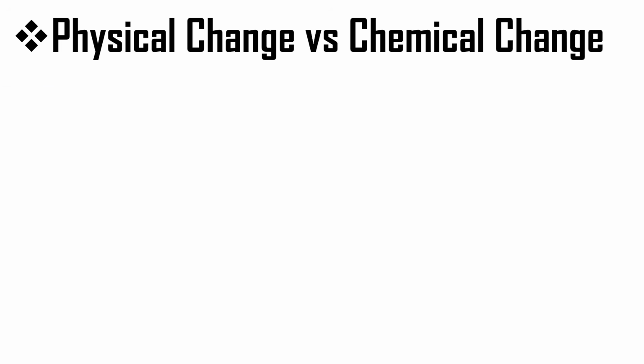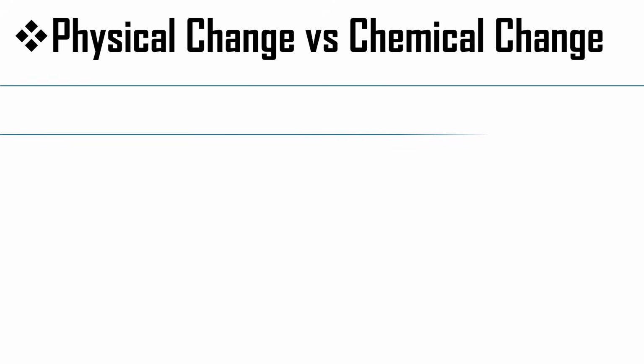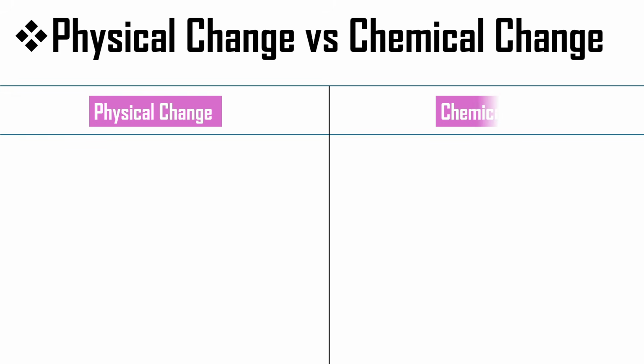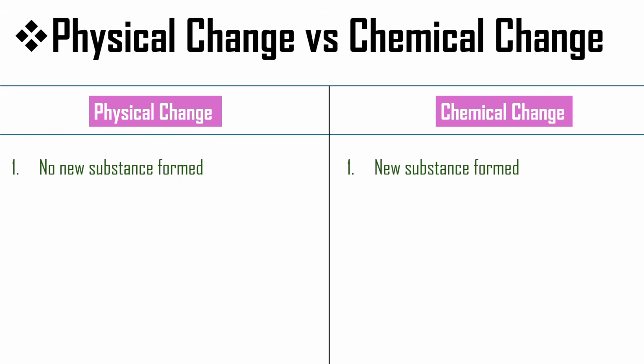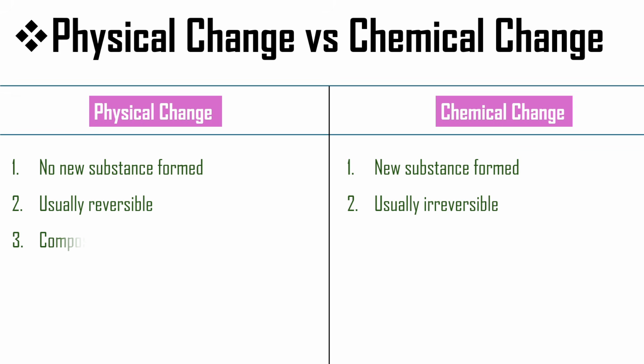Students often get confused between these two types of changes. Let's understand them clearly. A physical change affects only the appearance or state of a substance. No new substance is formed. For example, melting of ice, boiling of water, cutting paper. On the other hand, a chemical change produces one or more completely new substances. Examples include rusting of iron, burning wood, cooking food. A simple trick to remember: no new substance is physical change and new substance formed is chemical change.